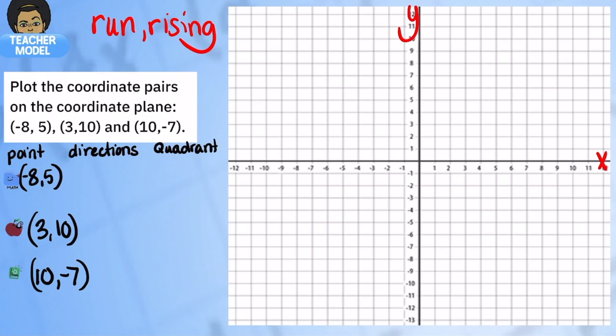So -8, if you're going to the left and up. So in your mind, you're going to the left and up. Where are you ending up? Are you ending up in quadrant 1, 2, 3, or 4? Think about it. From here, you are moving to the left and up. And let's see if you did it correctly. If you're moving to the left and up, you are ending up here in quadrant 2.